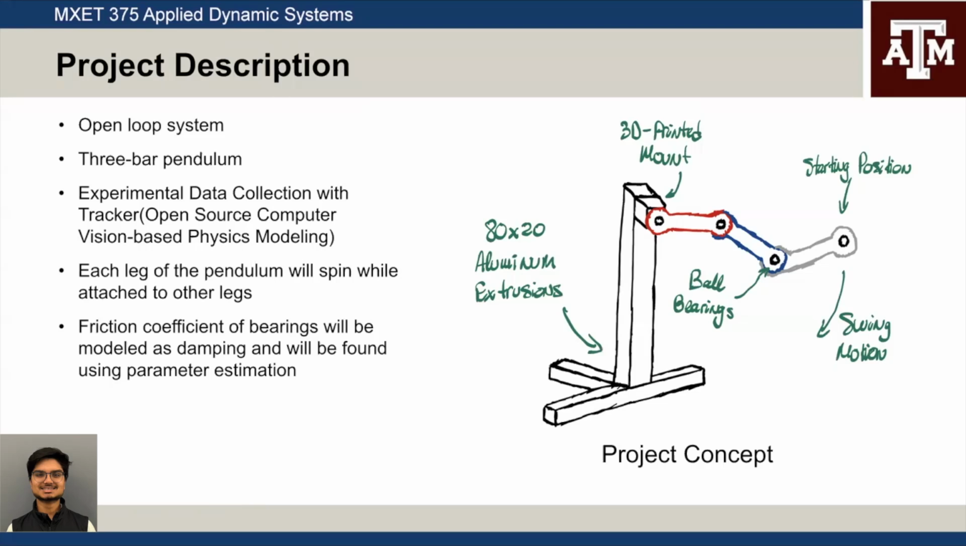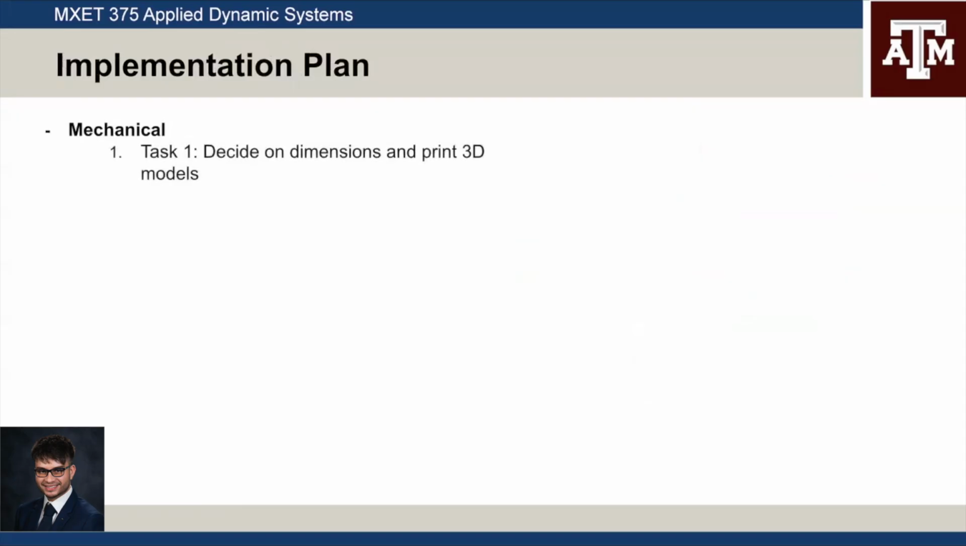The experimental data will be collected using Tracker, which is an open source physics modeling program that utilizes computer vision. And the frictional coefficient of the bars will be modeled as damping and will be fine-tuned during parameter estimation. Here's our implementation plan.